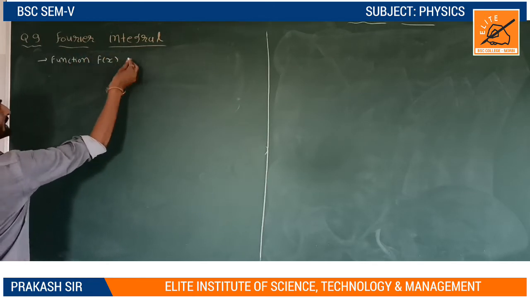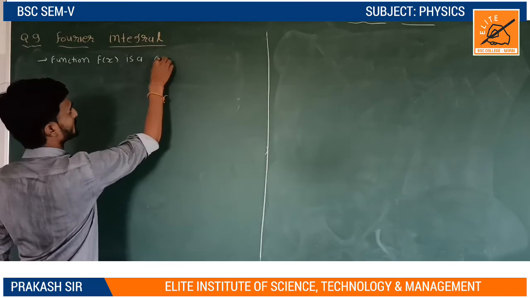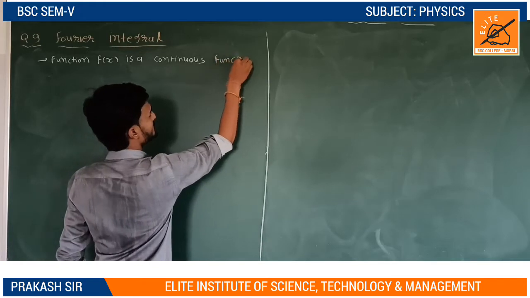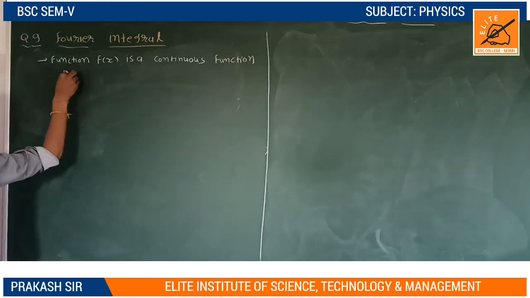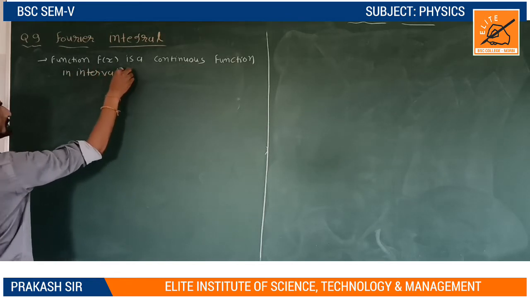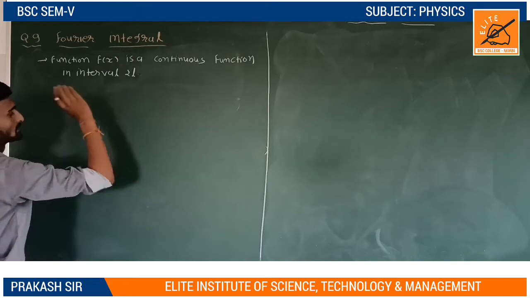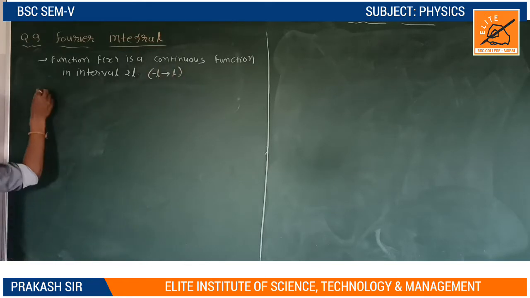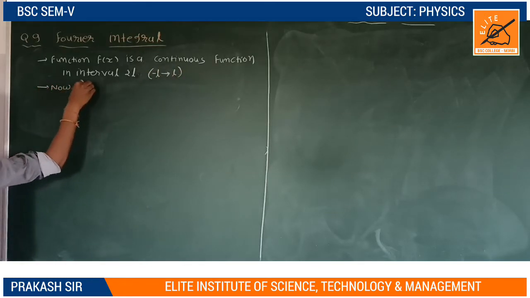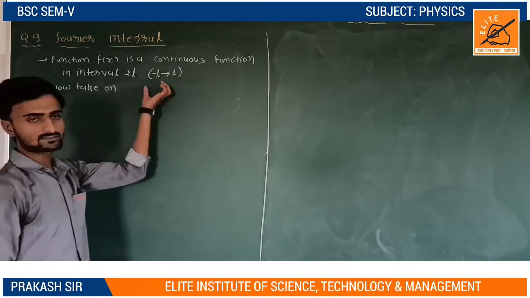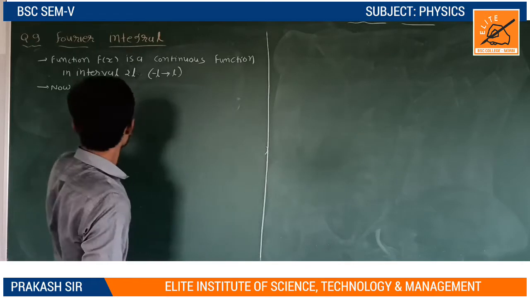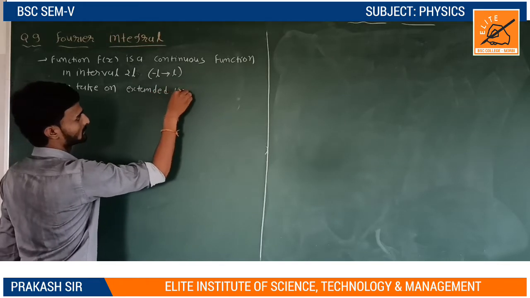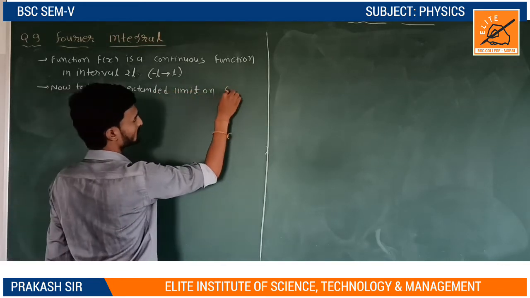Now the function f of x is a continuous function in the interval 2L, so the limit is minus L to L. Now take minus L to L as an extended limit, and take the extended limit on the Fourier series.